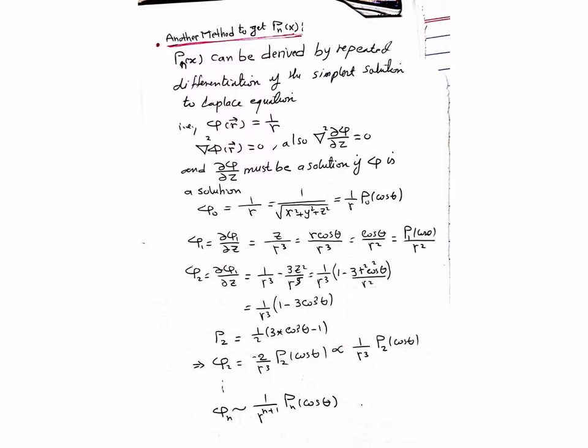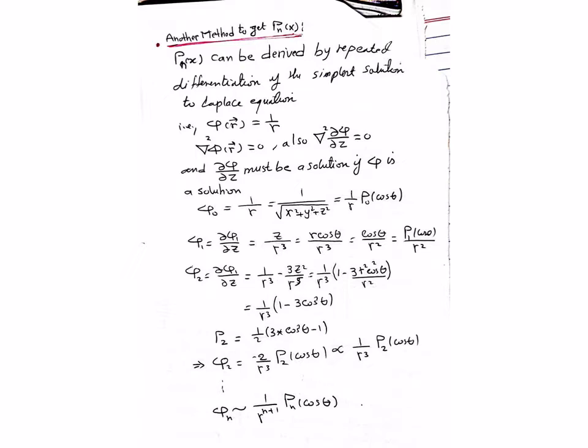by solving the Laplace equation. We know that the Laplace equation for the potential phi is given by del squared phi equals 0 and has the solution 1 over r. Also, we know that del squared d phi by dz equals 0, so d phi by dz must be a solution for this equation.